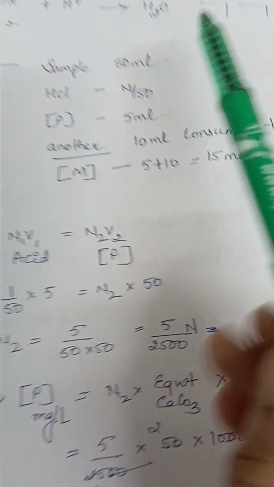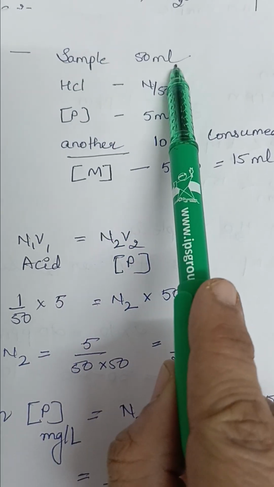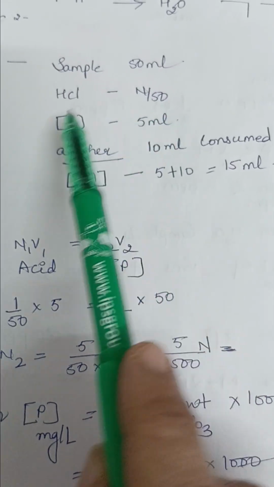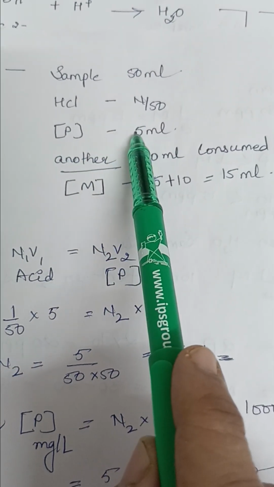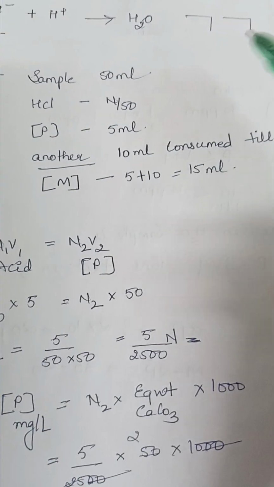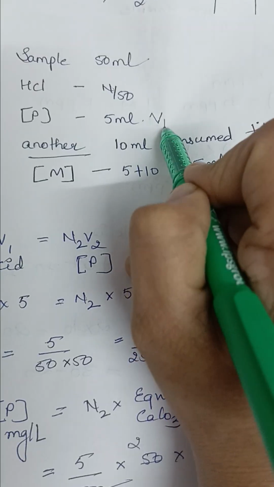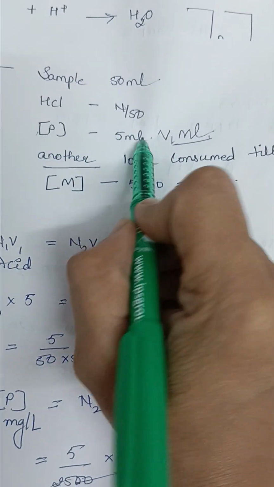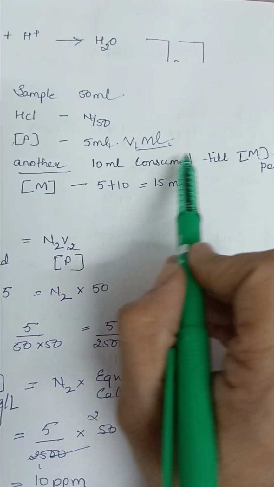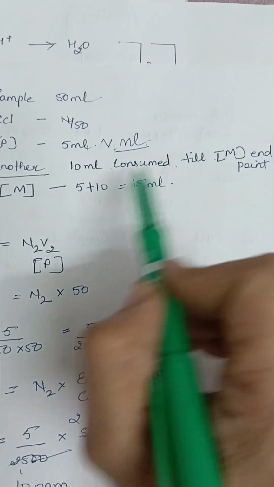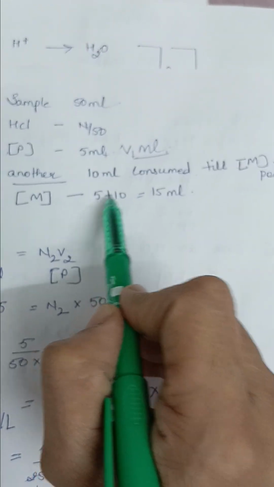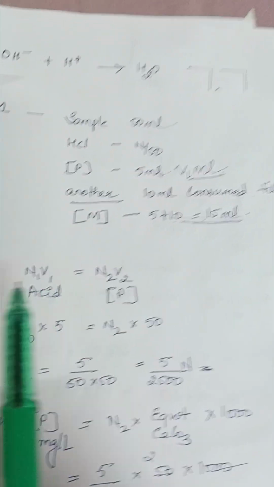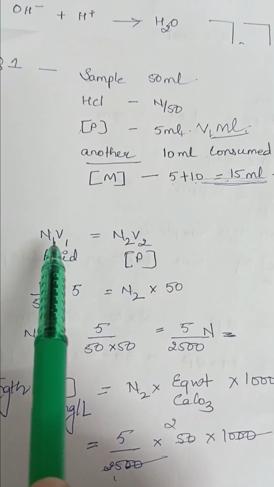For example, it's been given that you have taken a 50 ml sample volume and the HCl strength was N by 50. For the P value, the endpoint of P, V1, the volume of acid consumed till the phenolphthalein endpoint is 5 ml, and another 10 ml was consumed till the methyl orange endpoint. It means 5 plus 10, 15 ml was consumed till the methyl orange endpoint. Now solving the numericals is really easy.